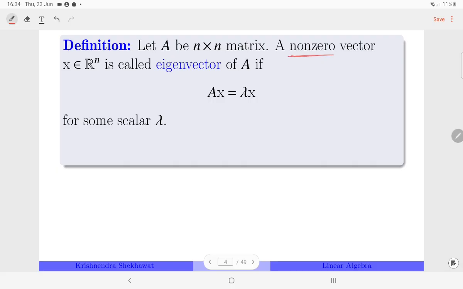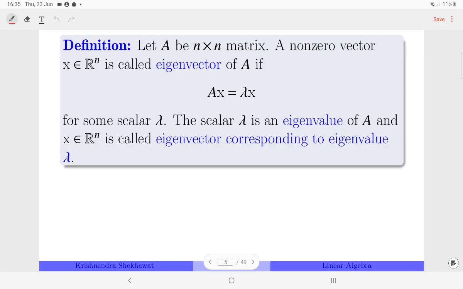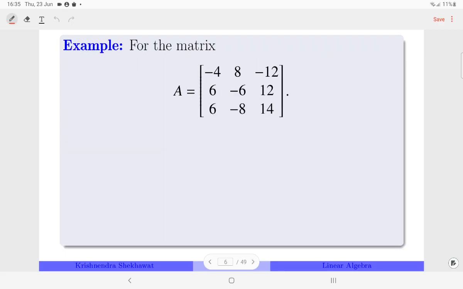So a non-zero vector x, which is an element of Rn, is an eigenvector of A if Ax is equal to lambda x, where lambda is any scalar. In this case, lambda is a real number. So if you multiply the vector with the matrix A, it is equivalent to multiplication of a scalar with the vector. Then we say that x is an eigenvector and lambda is an eigenvalue of A. So here lambda is an eigenvalue of A and x is an eigenvector corresponding to the eigenvalue lambda.